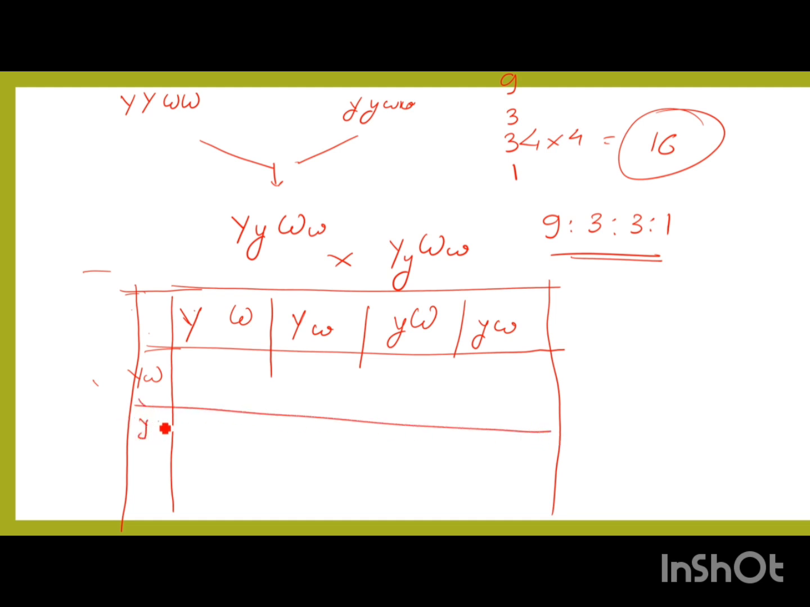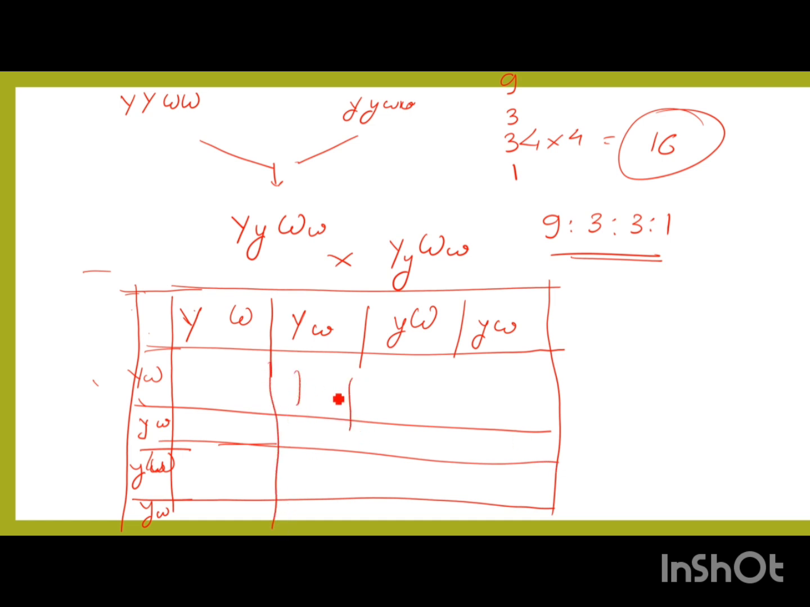Then capital Y we get small w, small y with small w, or small y with capital W, and small y with small w. These are the types of crosses which we will get, and when we make this Punnett square, you will get the entire results as 9 is to 3 is to 3 is to 1.